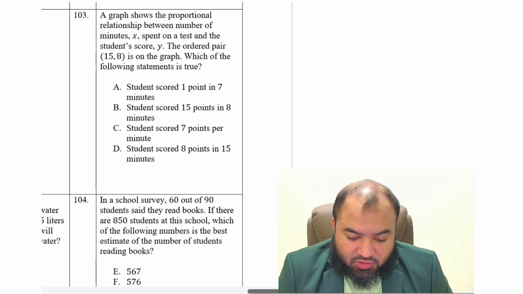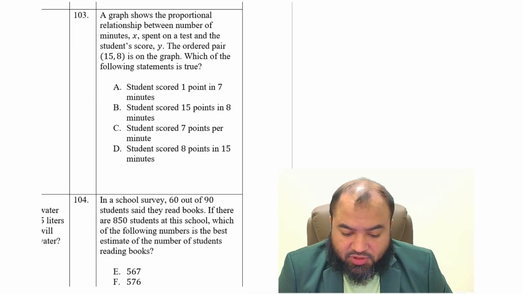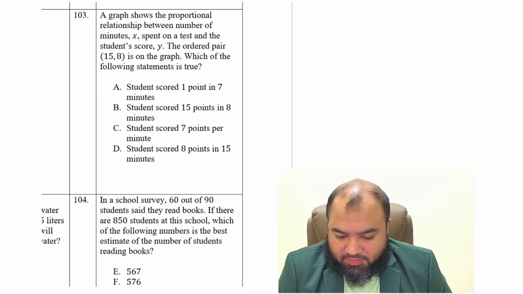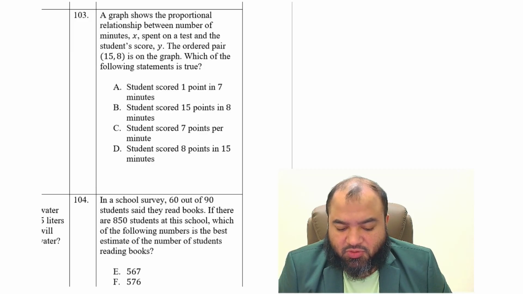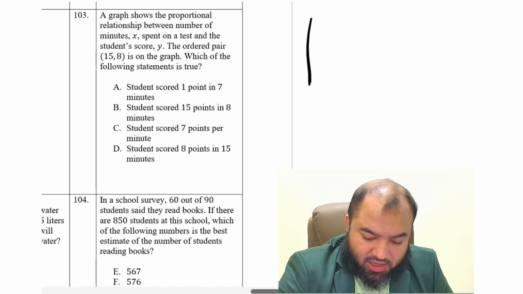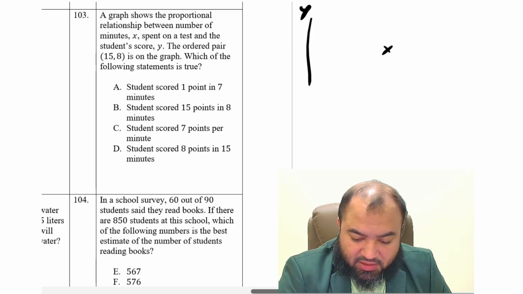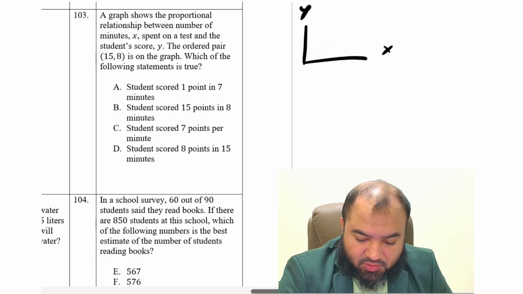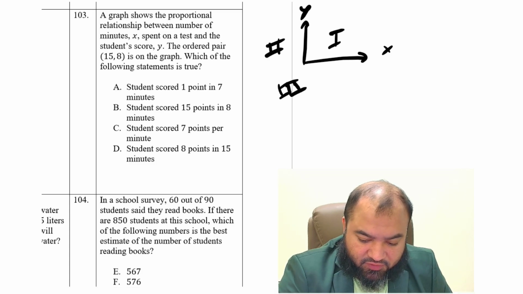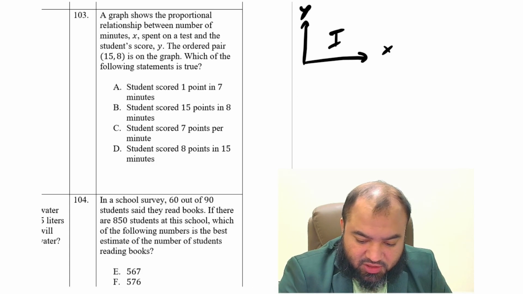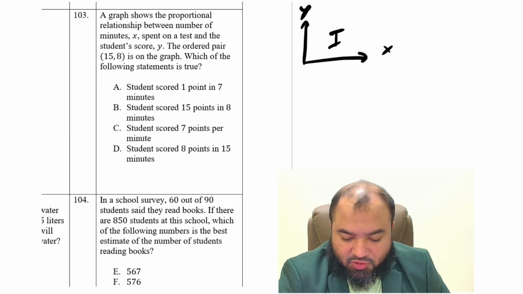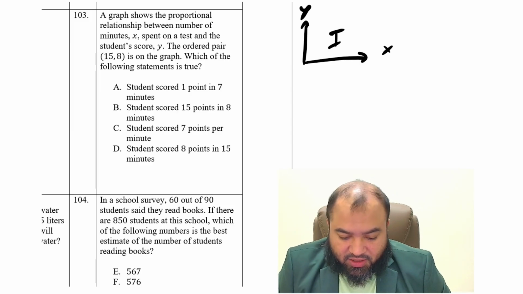A graph shows the proportional relationship between the number of minutes x spent on a test and the student's score y. So you know how we have x and y. So if I erase the other grid, we're just going to use quadrant 1. Remember quadrant 1, 2, 3, and 4. So we just don't want to deal with negative. Let's just use 1 because they cannot have a negative score unless the student is really bad.